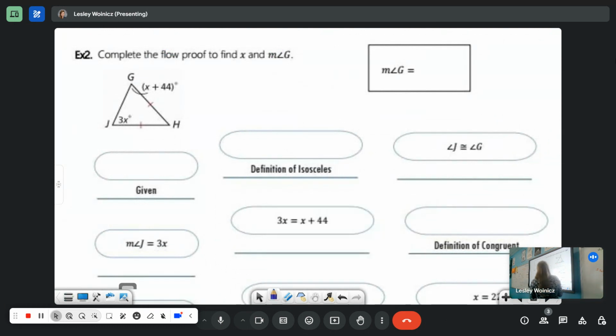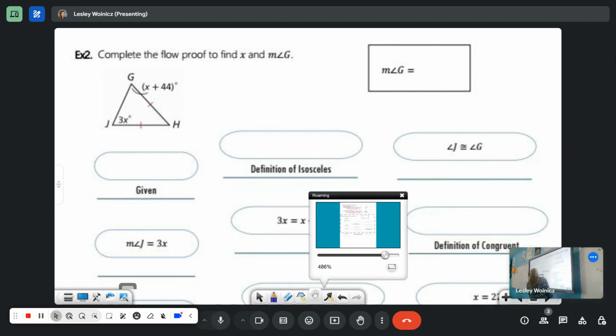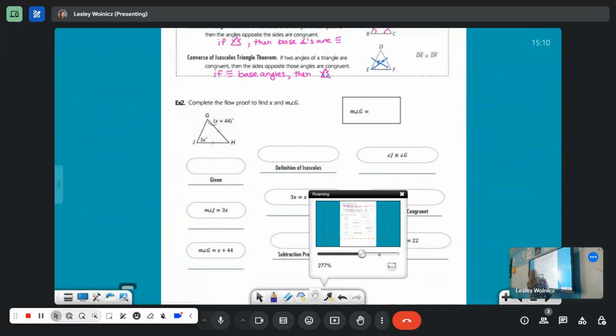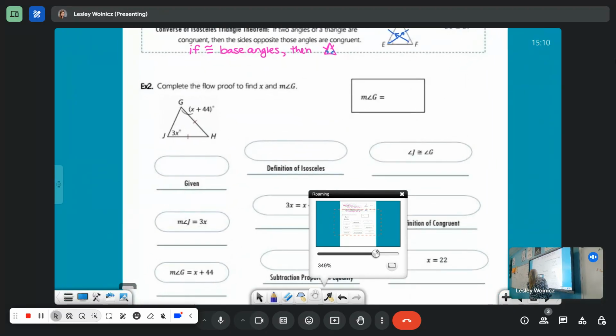Okay. Complete our flow proof. Guys, we are going to have to draw our own arrows. This is exciting. I'm just talking about how much we love proofs.